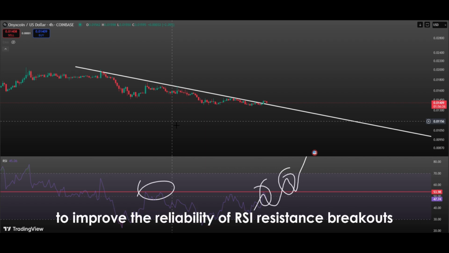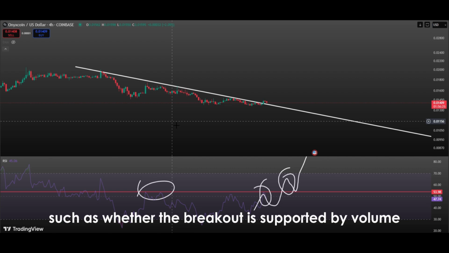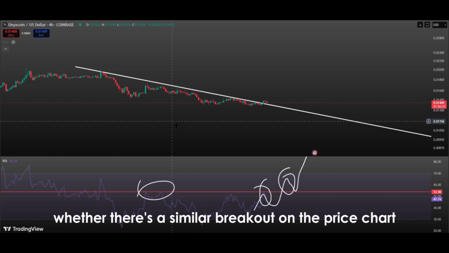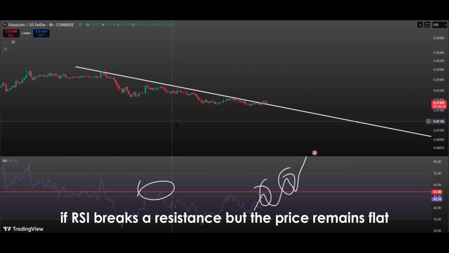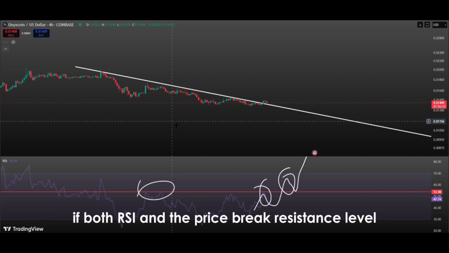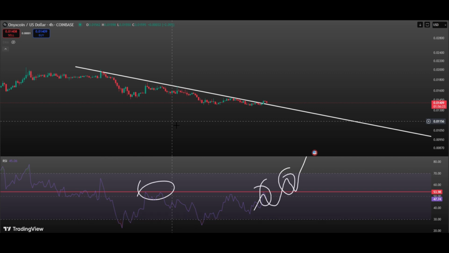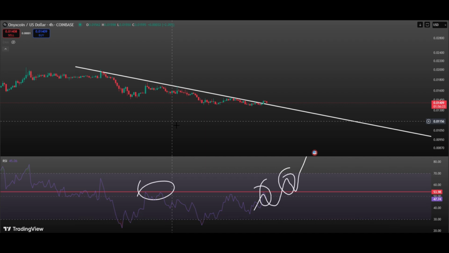On the other hand, to improve the reliability of RSI resistance breakouts, it's important to consider additional factors, such as whether the breakout is supported by volume, whether there's a similar breakout on the price chart, and what the broader market structure looks like. If RSI breaks a resistance but the price remains flat, then the breakout on RSI might have limited impact. However, if both RSI and the price break resistance levels simultaneously, it provides a stronger and more reliable bullish signal.